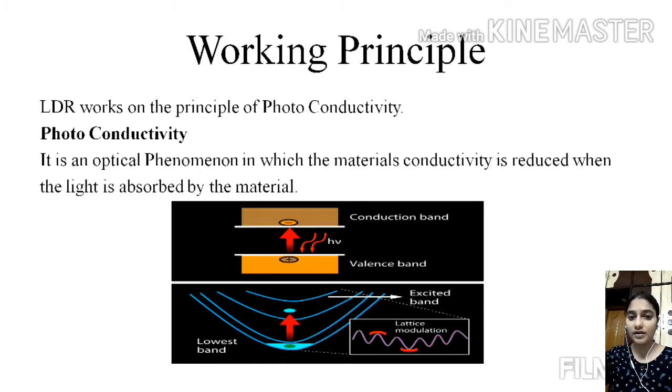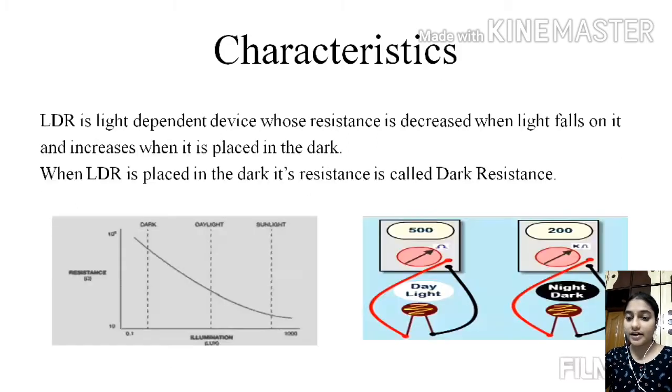So did you understand photoconductivity now? Fine. Next we go to the characteristics of LDR. As I told earlier, LDR is a light dependent device whose resistance decreases when light falls on it, and increases in the dark when we put the sensor in the dark. This is called dark resistance. You can see the definition on the screen. Dark resistance means the resistance of a device measured when the sensor is placed in the dark.